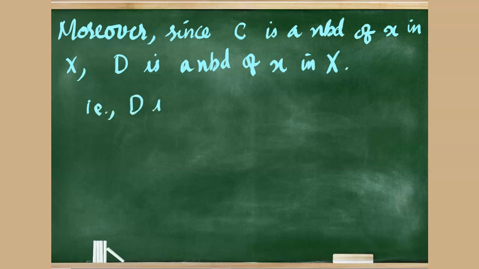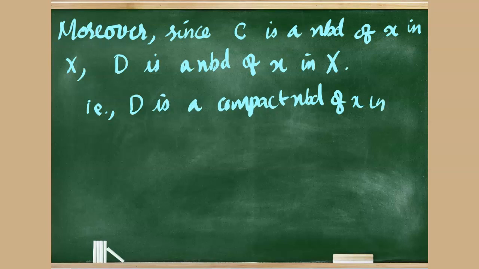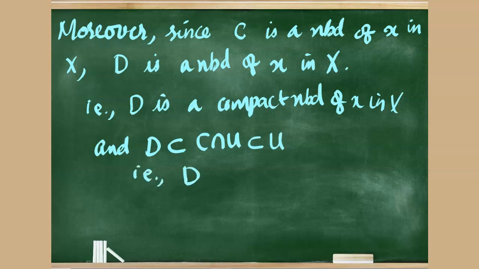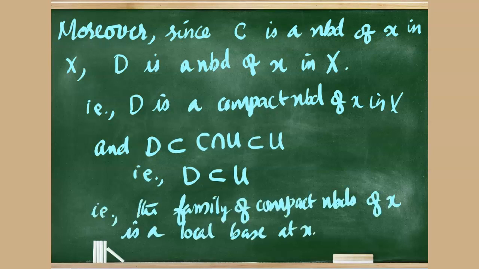That is, D is a compact neighborhood of small x in capital X. And we have obtained that D is a subset of C intersection U, and we know that C intersection U is definitely a subset of U. That is, we have obtained a compact neighborhood D of the point small x in space X such that D is contained in the neighborhood U. Since U is arbitrary, this implies that the family of compact neighborhoods of the point small x is a local base at small x. This completes the proof.